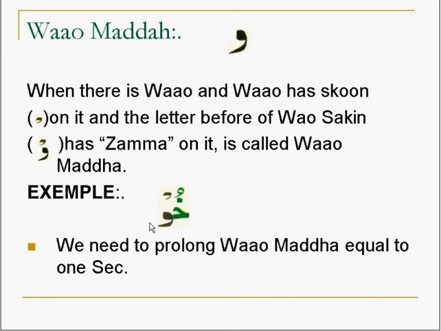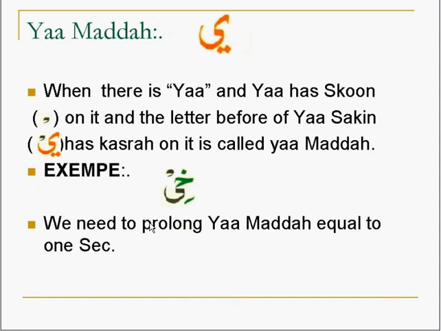So let's move on to the third page. Our next, and last, madda letter is ya madda. When there is a ya and ya has sakoon on it, this is the symbol of sakoon, as I explained earlier on the second page, and the letter before ya sakin has kasra, it is called ya madda. Ya sakin means whenever a ya comes with sakoon. Whenever a letter has sakoon on it, it's called a sakin letter. Let's suppose we have ba with sakoon, so it will be ba sakin.